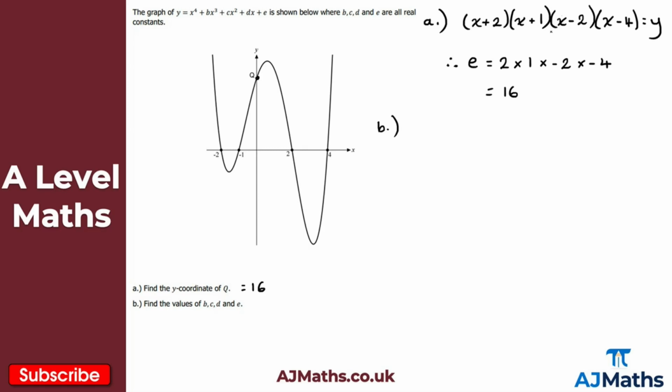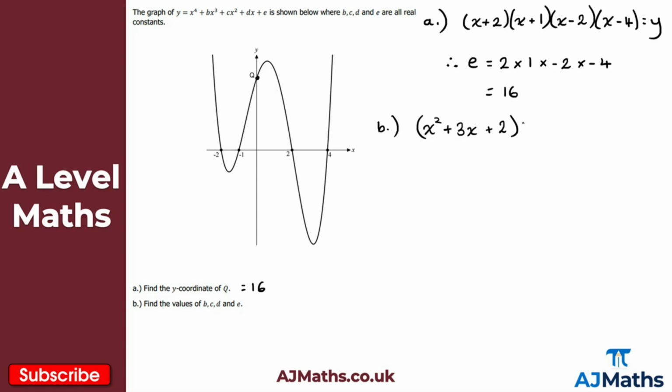So x plus 2 times x plus 1. That would give me x squared. What we'll do is we'll put this in a bracket. So x squared, I get x plus 2x, that would be 3x. And then finally 2 times 1 giving me plus 2. Okay, so hopefully that's nice and straightforward. I've just expanded those 2 brackets.